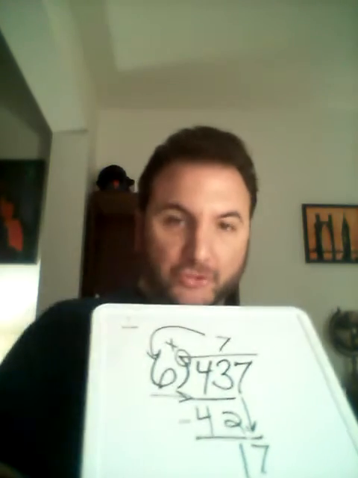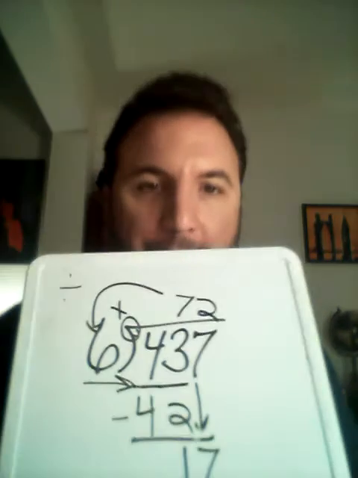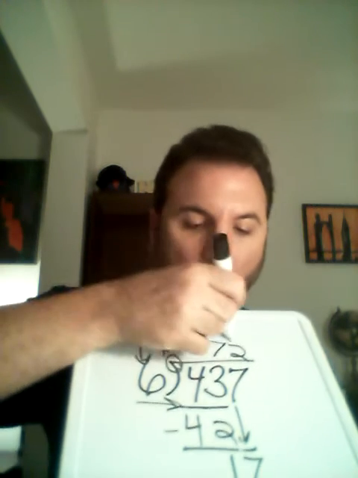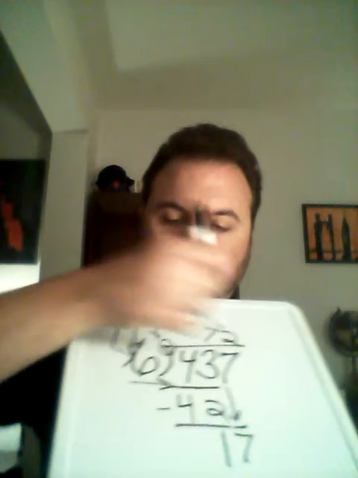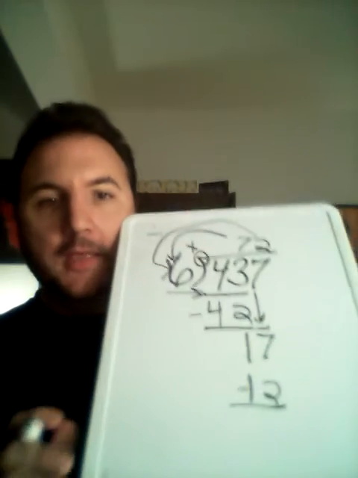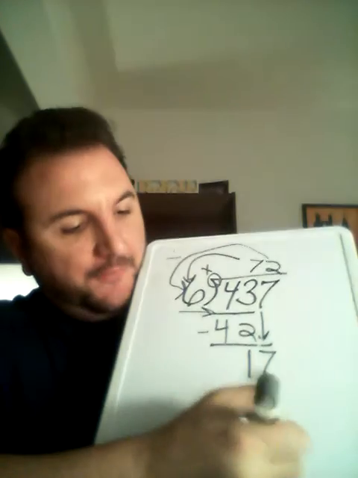So 6 times 2 goes in there. So the 2, where does it go? Right back up here with the 7. Right there, okay? So now what do I do? Once again, multiply around the corner. 2 times 6, we said was 12. Bring it down here, minus. Okay, now I subtract again. What's 17 minus 12? It's 5.